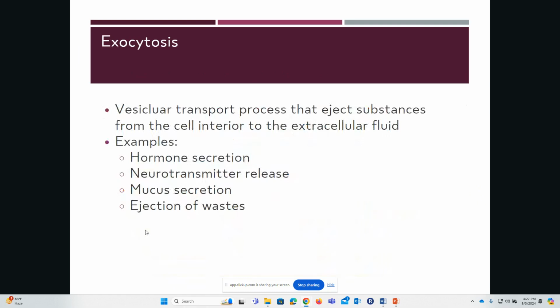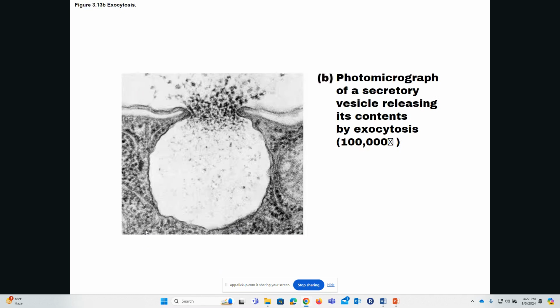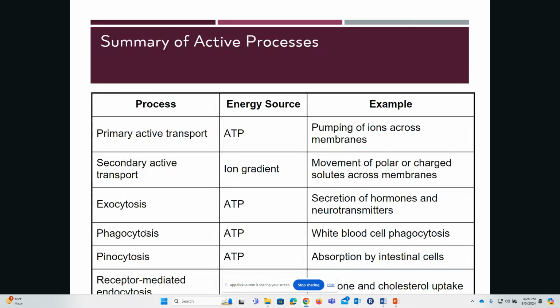But we also can't forget exocytosis. Exocytosis is vesicular transport, so it also uses ATP, but it's a process wherein the cell ejects substances, maybe for hormone secretion, or neurotransmitter release, or mucus secretion, but sometimes it is just the ejection of waste. But here we can see a photomicrograph of a vesicle releasing its contents. And again, this could be waste, it could be a neurotransmitter, but exocytosis is when things exit the cell using vesicular transport.